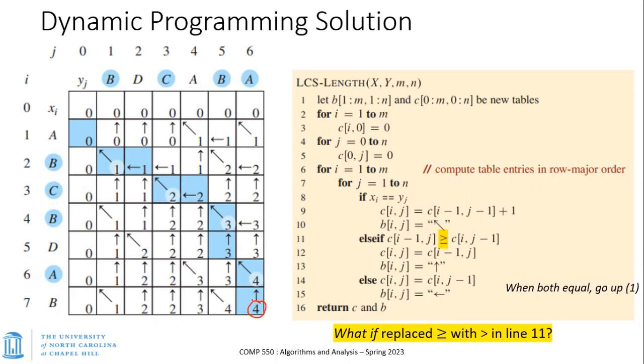Okay. What about the actual LCS? Will the characters be the same or different? Because remember, there can be multiple LCSs. Might be different. So what would it be? What would the characters be if you picked a strictly greater than inequality rather than greater than or equal to?